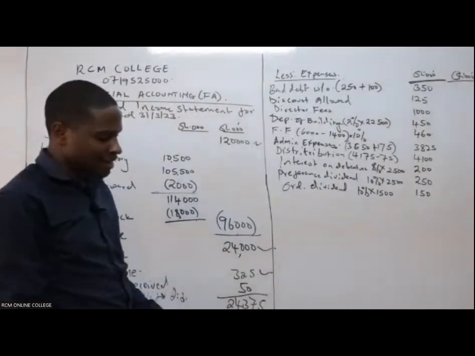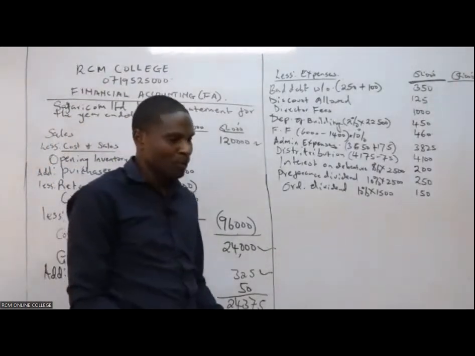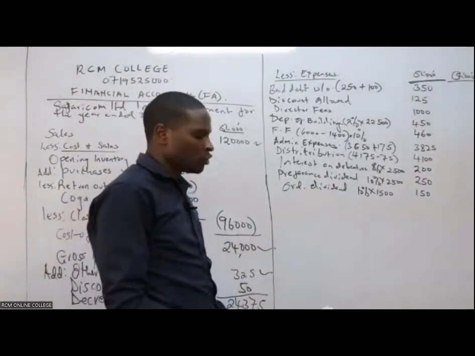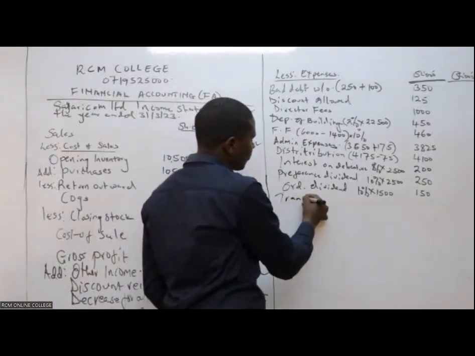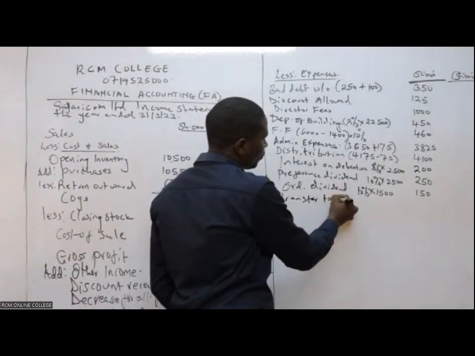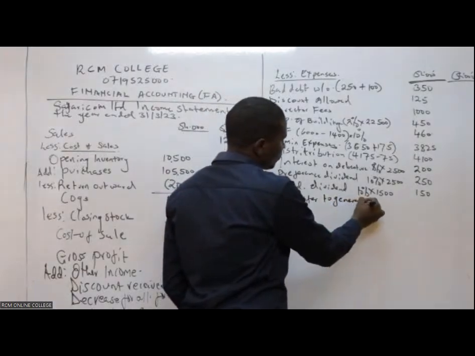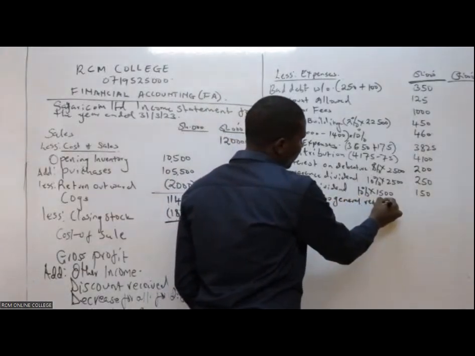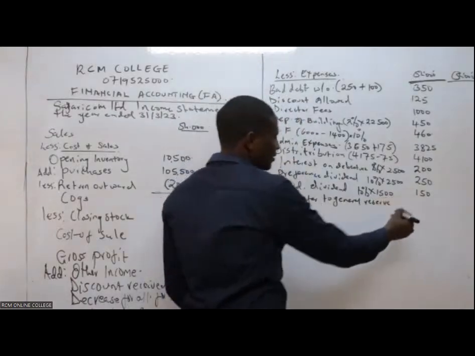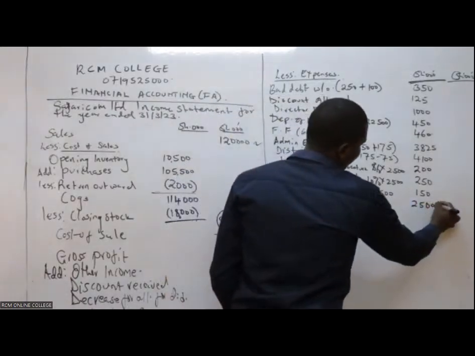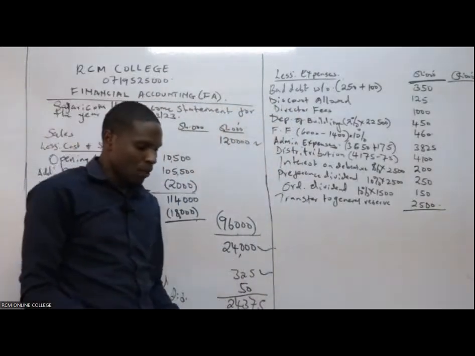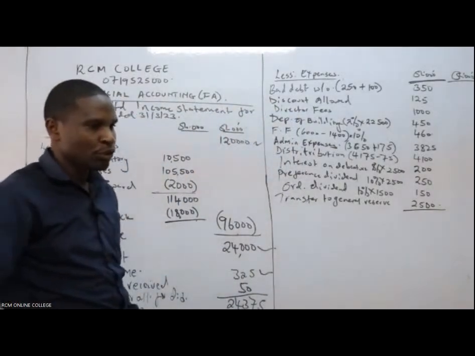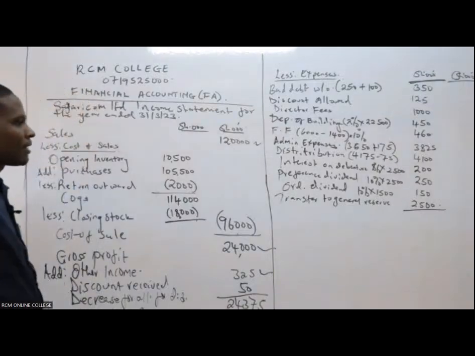At last, in fact, the last thing, there was something that was transferred to the general reserve. Transfer to general reserve, which was 2500. That one was just direct 2500. And then you have to add for me and tell me what will be our total expense. Give me the total expense.